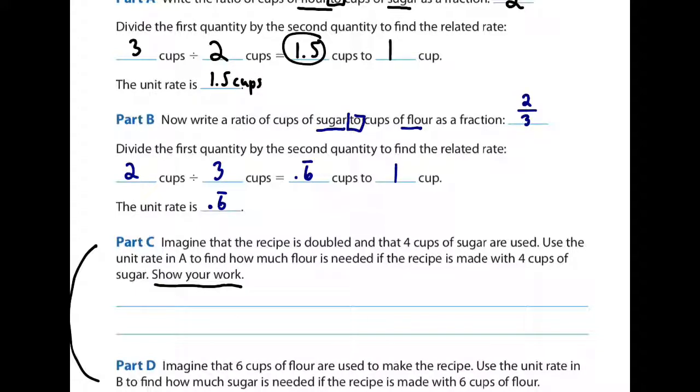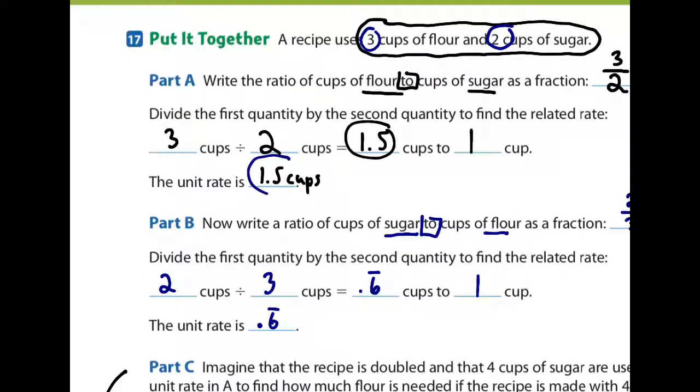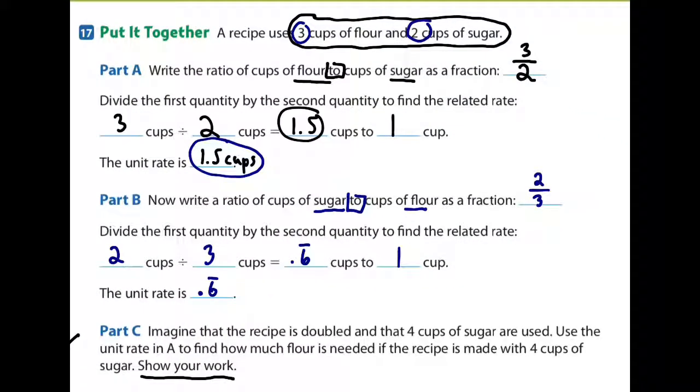All right. Now, part C says, imagine that the recipe is doubled and that 4 cups of sugar are used. Use the unit rate in A to find out how much flour is needed if a recipe is made with 4 cups of sugar. Show your work. So it says use the unit rate in A. So remember, the unit rate in A was 1.5 cups. Now remember that 1.5 cups is how much flour is needed for 1 cup. So remember that. That's for 1 cup.